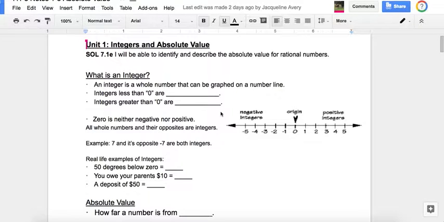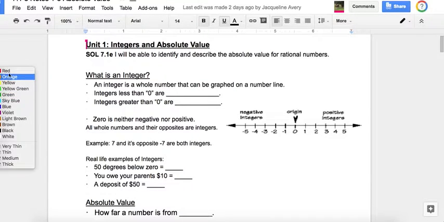To my notes on integers and absolute value. So today's objective is to identify and describe the absolute value for rational numbers. So the first thing we need to do is recall what an integer is.